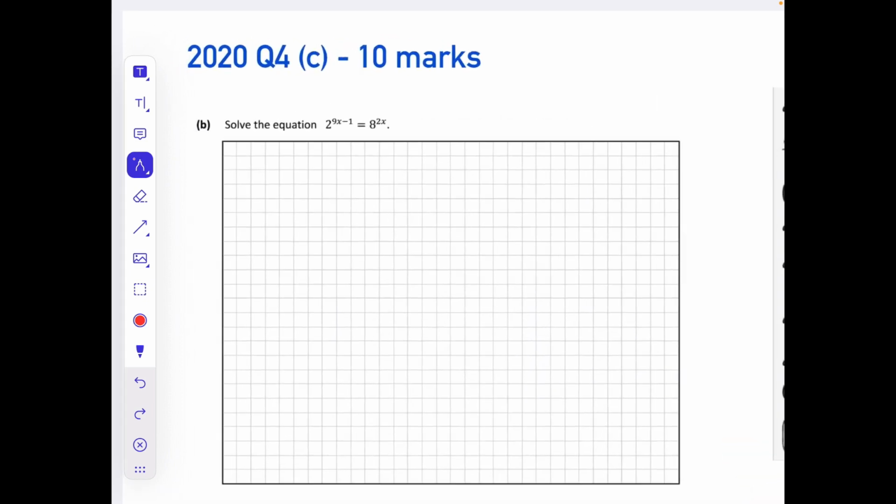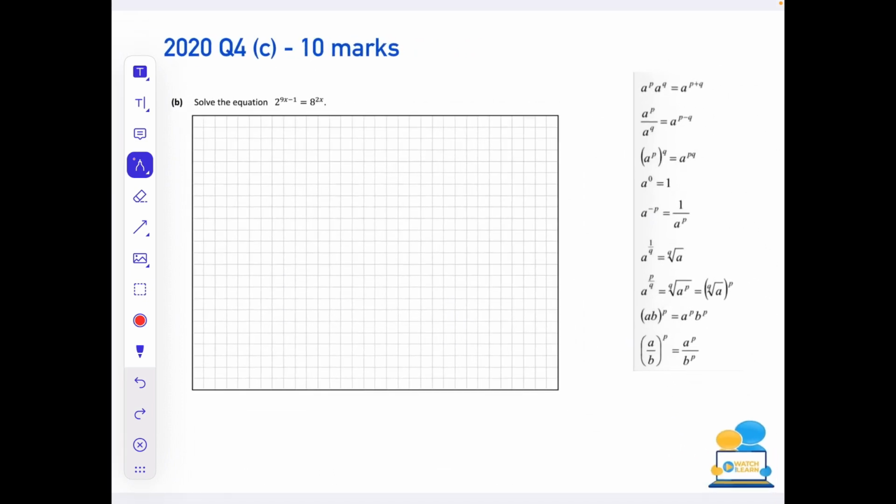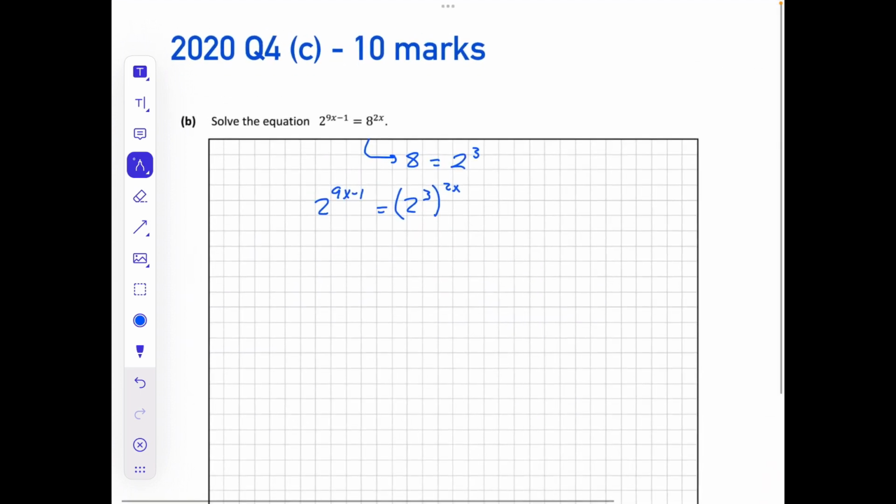Okay, so my first observation here is that we have different bases. One of them is a 2 and one of them is an 8. So I'm going to show as much work as I can. I want to change 8 to 2 to the power of something. On my calculator, 2 squared is 4, and 2 to the power of 3 will give me 8. Okay, so we have 2 to the power of 9x minus 1 is equal to 2 cubed. And don't forget, we still have that 2x outside the bracket. A common error would be that people would forget about this.